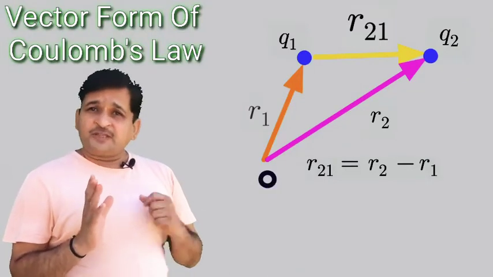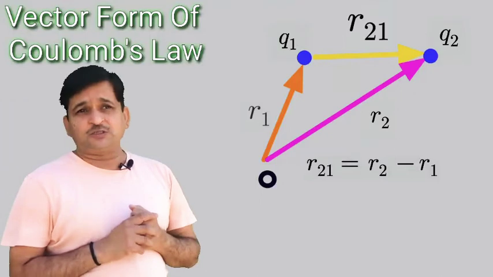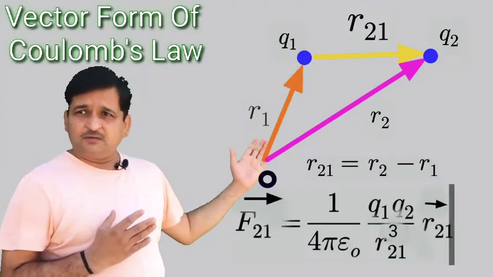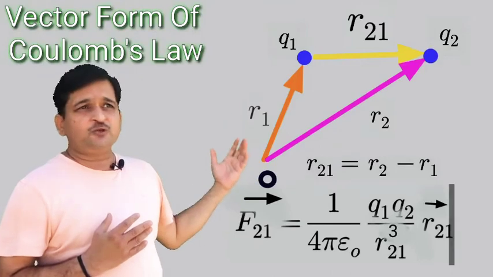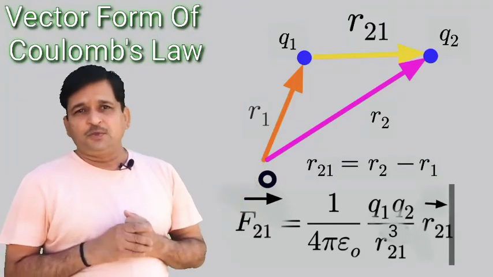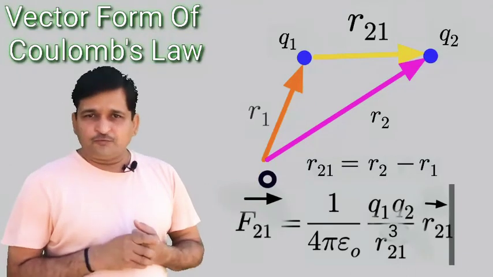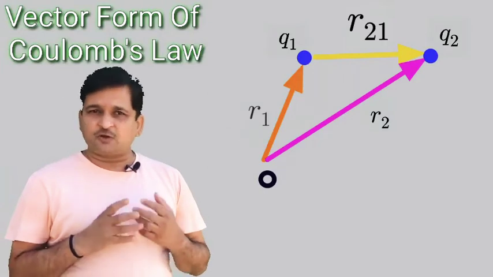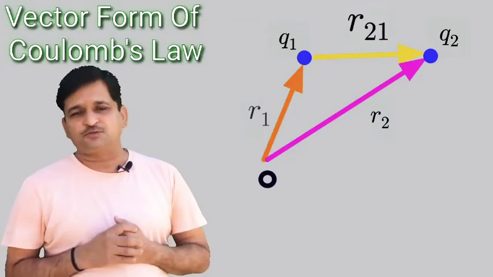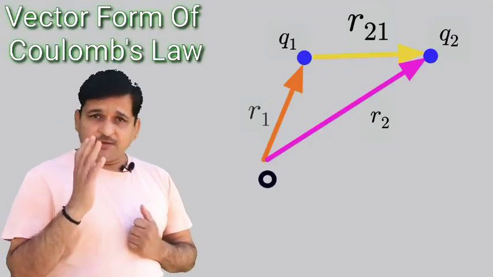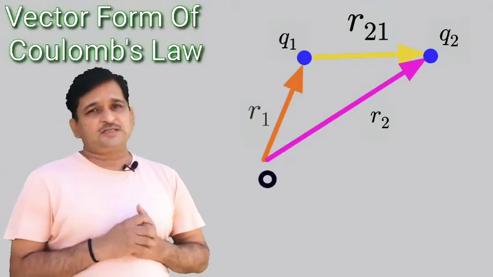Here we take the unit vector, because if we take vector R21, then we need to take R21 cube in the denominator. So it will be easier to take the unit vector. It will not change the magnitude of this force. Now the direction of vector F21 depends on the sign of charges Q1 and Q2.